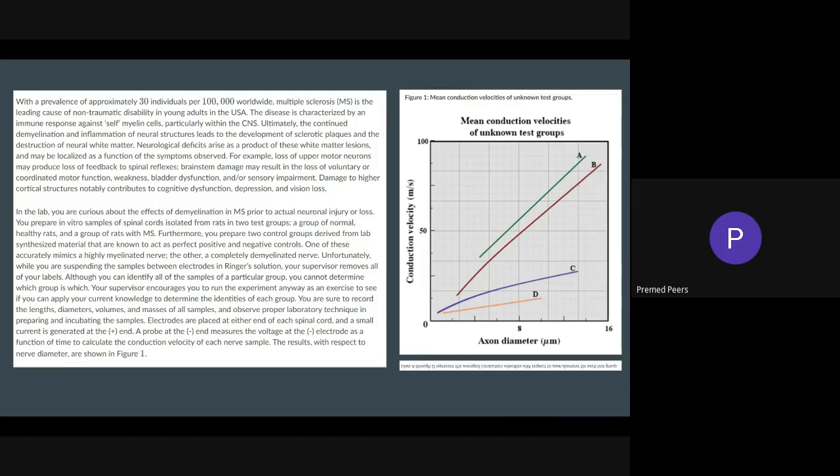And so, again, it says here these are synthesized materials as perfect positive and negative controls. One accurately mimics a highly myelinated nerve, and the other is a demyelinated nerve. And so with multiple sclerosis, you have demyelination occurring, which means that your nerve conduction is way slower. And so you know that D is going to be your negative control. And similarly, multiple sclerosis is demyelinated, and so that's going to be closer to your negative control, which in this case is D. Does that help, or do we want to look at the graph in more detail?